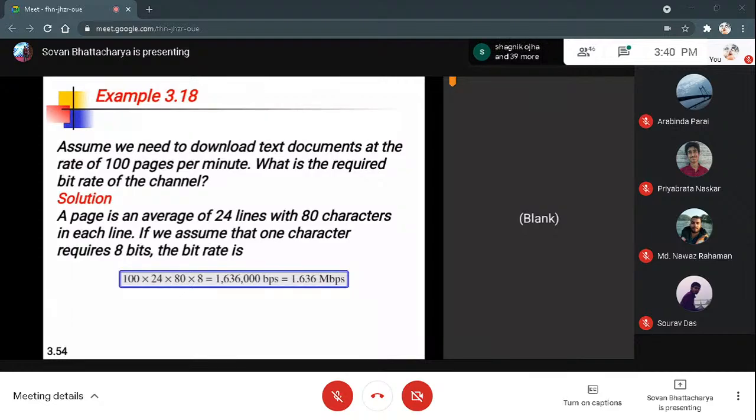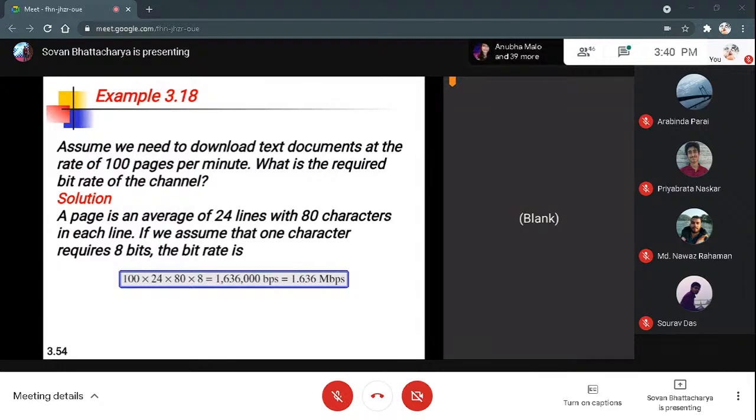So that means if pages have 24 lines and 80 characters, if I multiply, 100 into 24 into 80, that is the total number of characters, and you know each character takes 8-bit data. I think everyone knows, a character takes 8 bits, right? So the total bits will be calculated, and the total time will be 60 seconds per minute, so that will be divided by 60, and this is your bits per second.